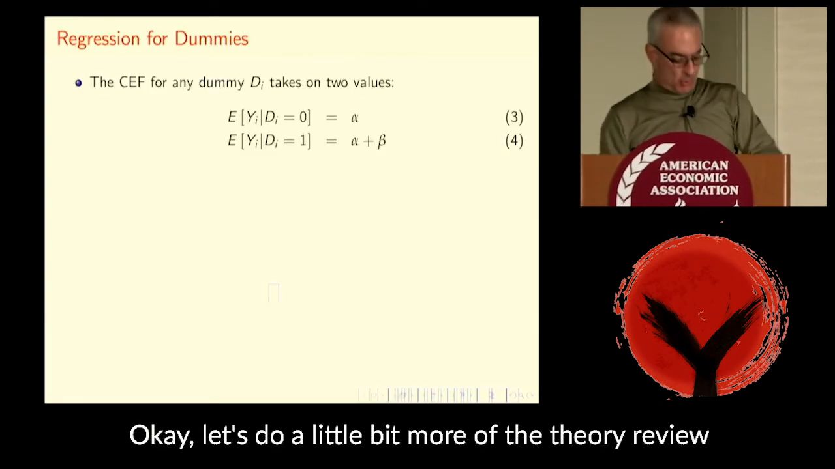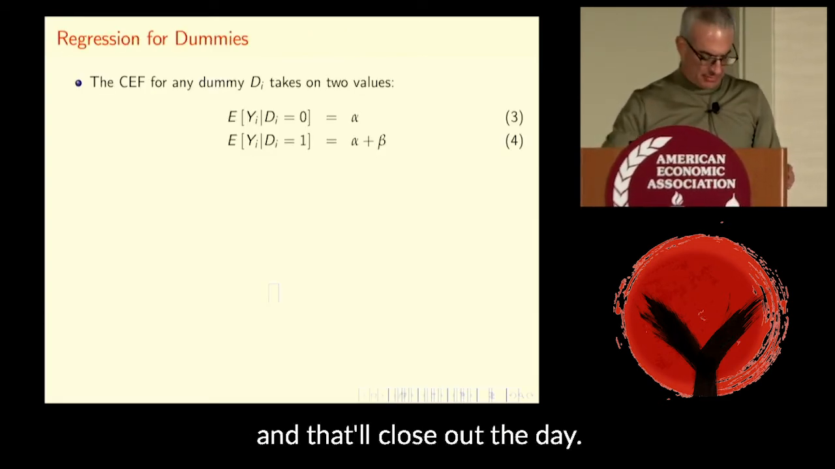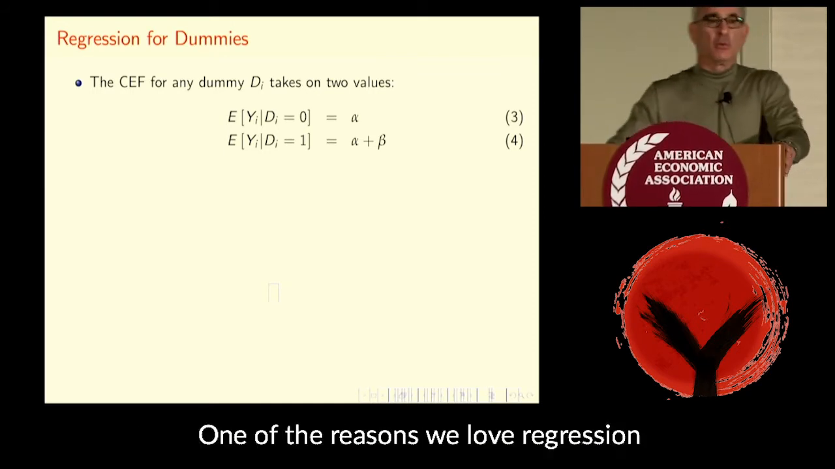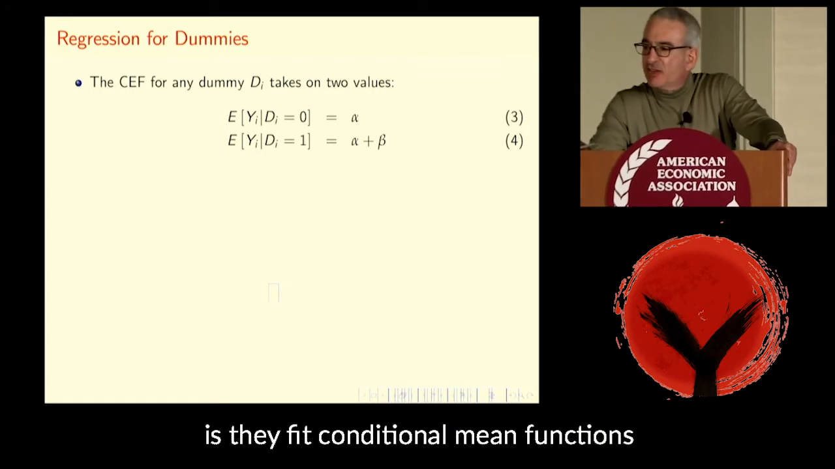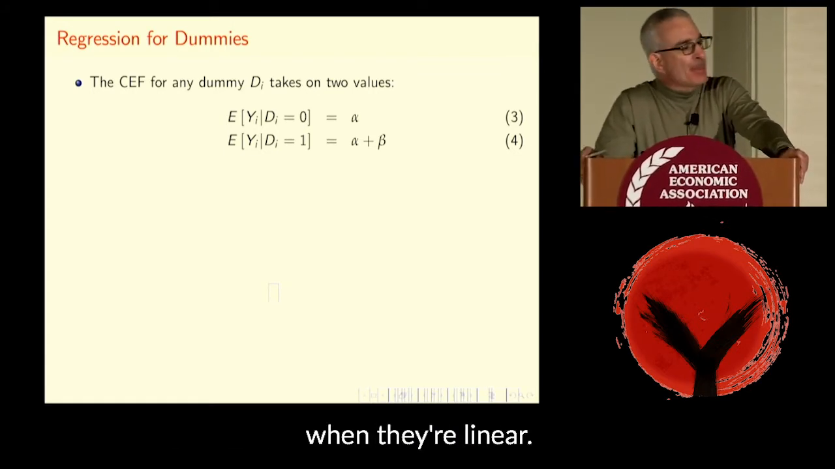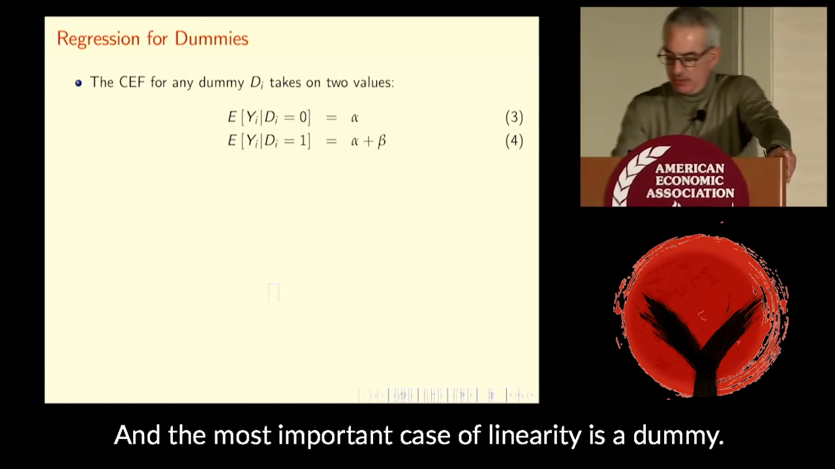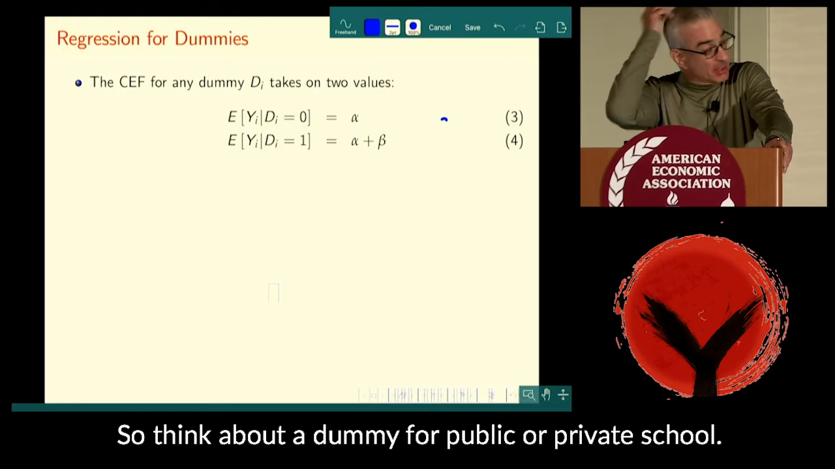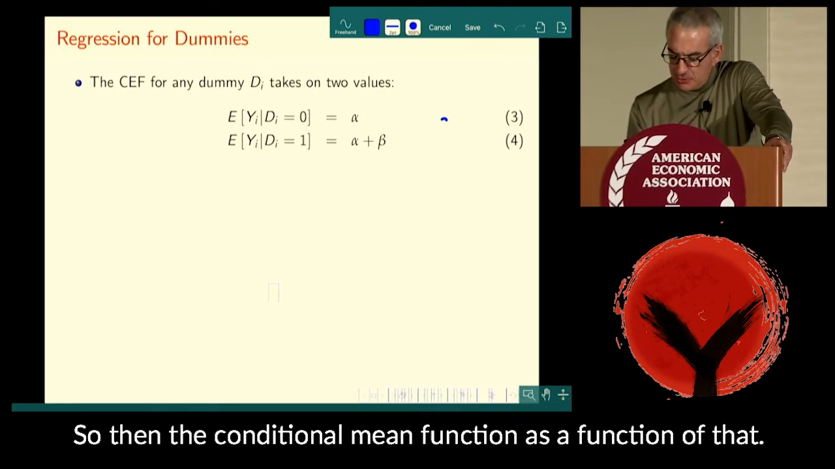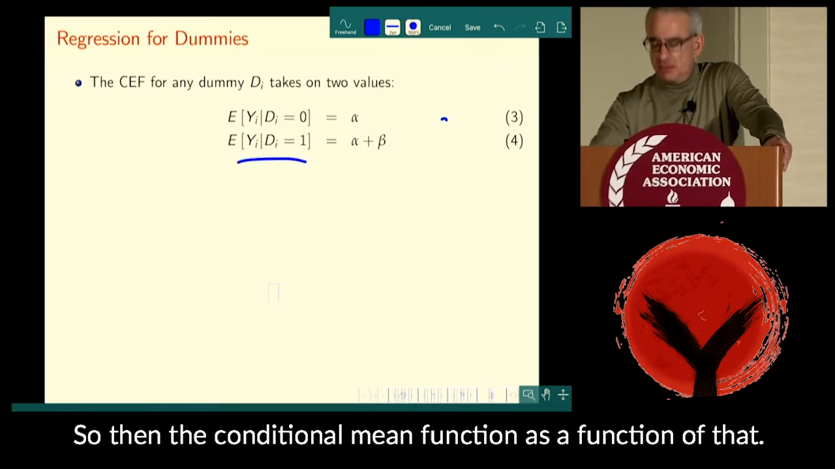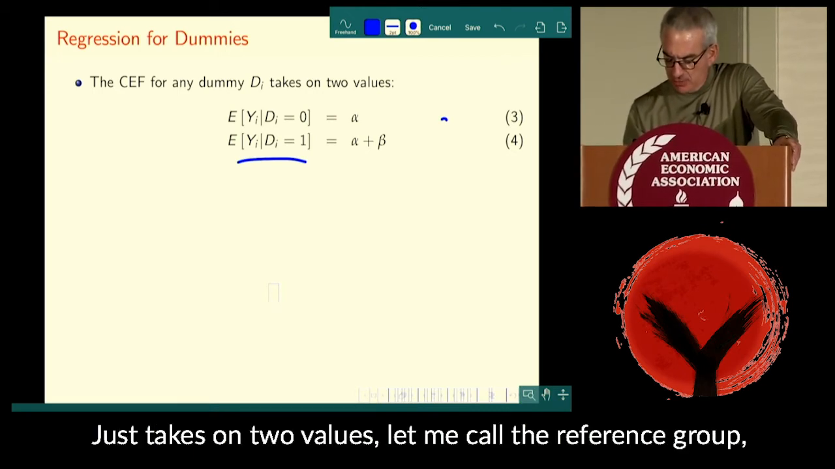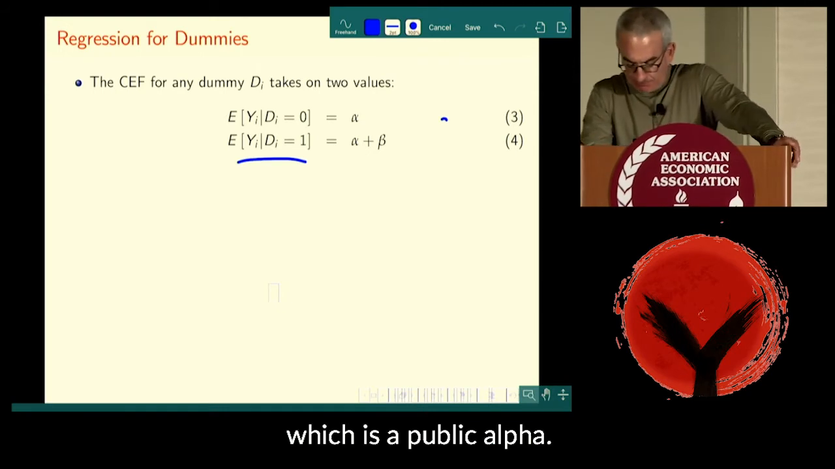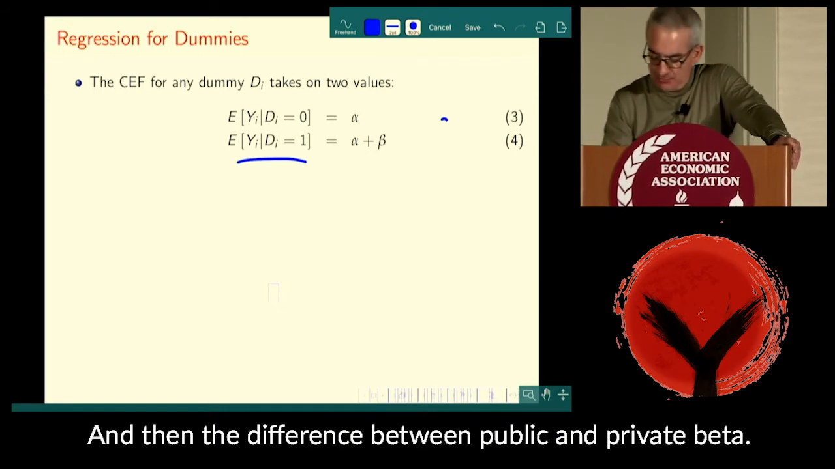Okay, let's do a little bit more of the theory review, and that'll close out the day. So one thing I mentioned, there's something special about dummy variables. One of the reasons we love regression is they fit conditional mean functions when they're linear. And the most important case of linearity is a dummy. So think about a dummy for public or private school. Then the conditional mean function as a function of that just takes on two values. Let me call the reference group, which is, say, public, alpha, and then the difference between public and private, beta.